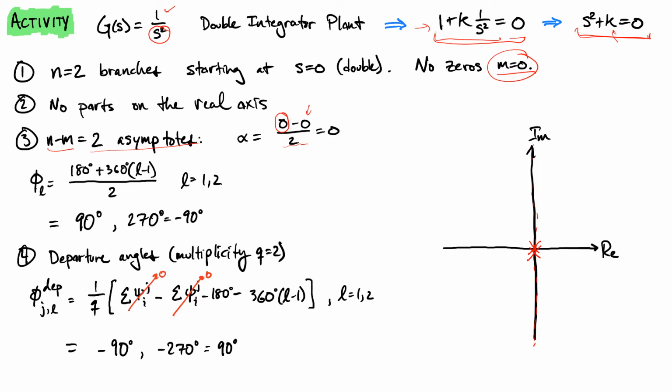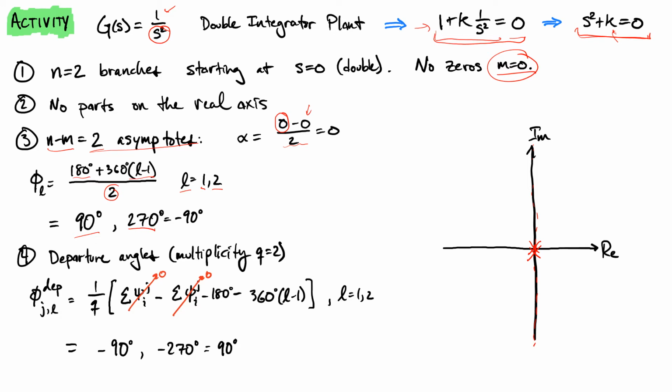Plugging that into this formula, we're going to do 180 plus 360 times L minus 1 over N minus M. N is 2 and M is 0, so N minus M is 2. And L goes through all of the different N minus M options, so it goes 1 and then 2. When L is equal to 1, this term is 0, and so we're just left with 180 divided by 2, which gives us 90. When L is equal to 2, we get 360 times 1 plus 180, so that's 540, and then you divide by 2, which gives us 270.